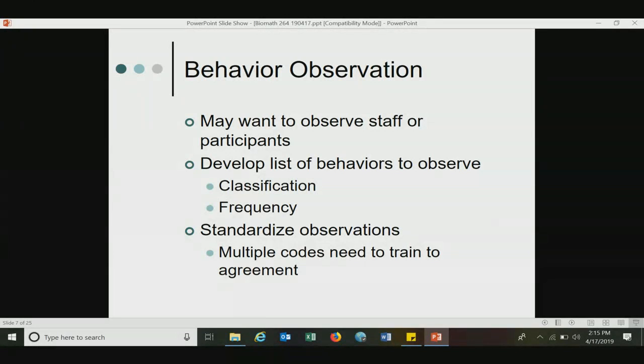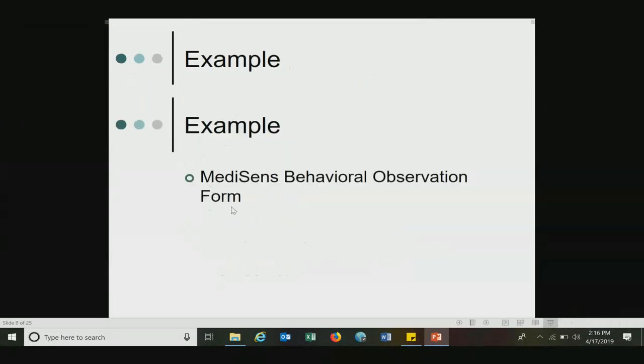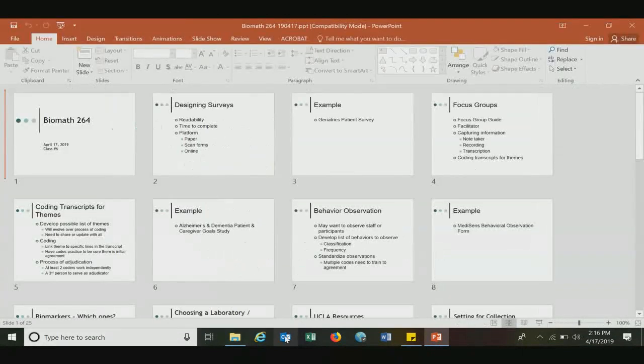But you can imagine that there might be a situation where one person sees one thing and another person sees another thing. And so you just want to make sure that they're going to come to agreement. So these are the kinds of things that you want to look at in behavioral observation. So let's look at an example there. So here is the MediSense form.